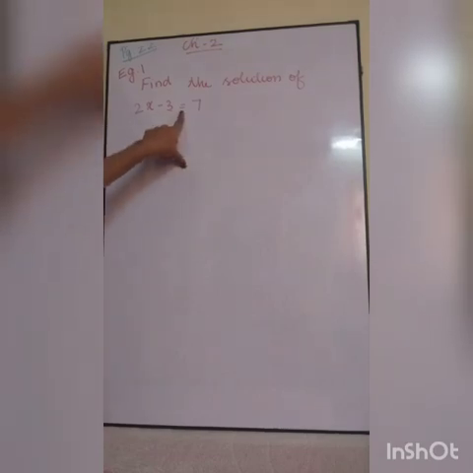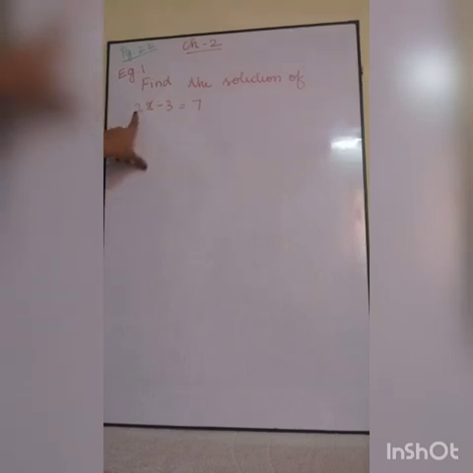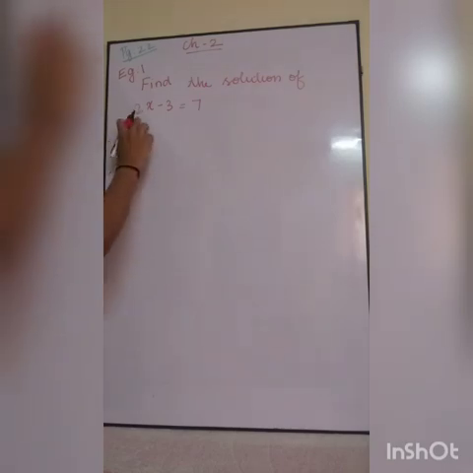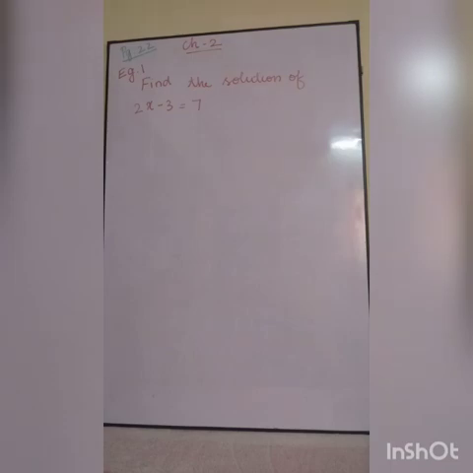Because it has an equal to sign, and it is a combination of variables, constants, operators like that. So if you find the value of x, then we can find the solution of that equation. Now, what is the equation? 2x minus 3 equal to 7.